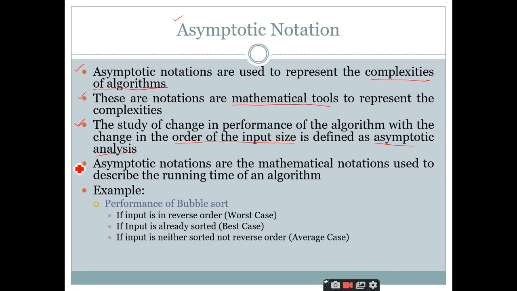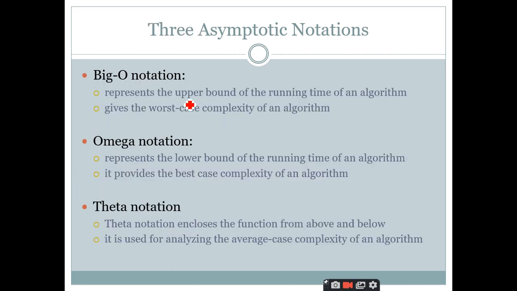Yes, sir. Similarly, asymptotic notations are mathematical notations used to describe the running time of an algorithm. This also we know, and this example also we have taken. If you want to analyze the performance of bubble sort on different inputs: if the input is in reverse order, we call it the worst case. If the input is already sorted, we call it the best case. If the input is neither sorted nor in reverse order, we call it the average case. So we have three different cases based upon the type of inputs you give to the algorithm. Is it clear? Yes, sir. Right.